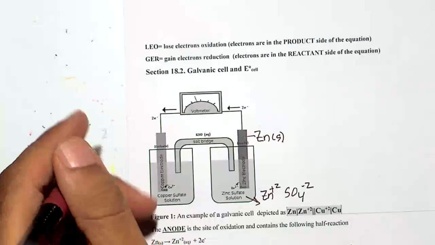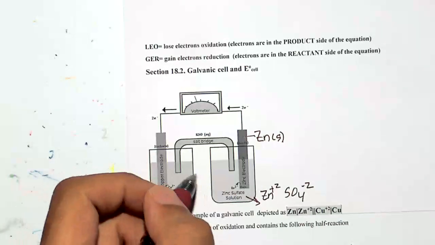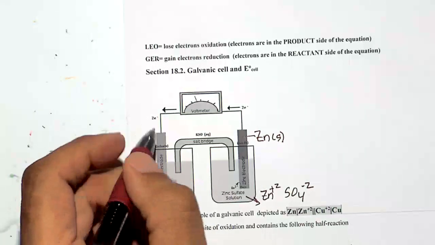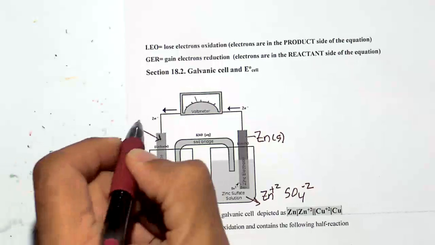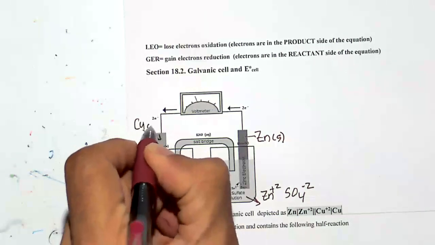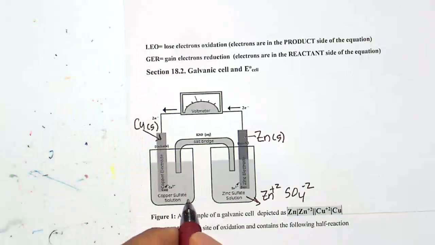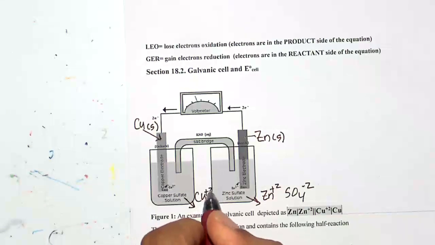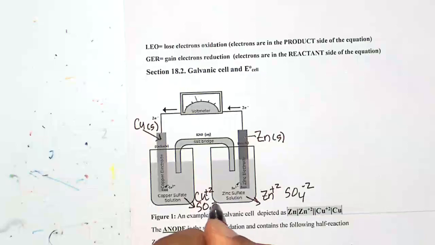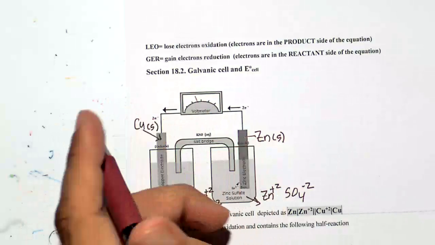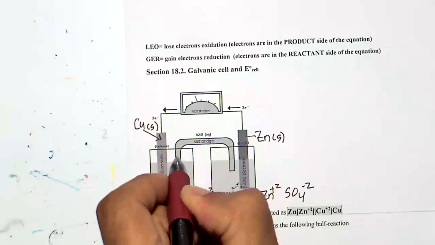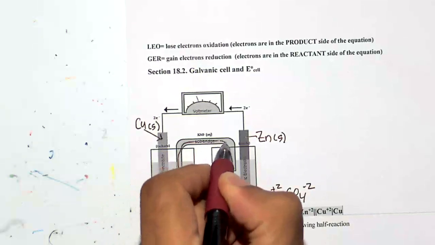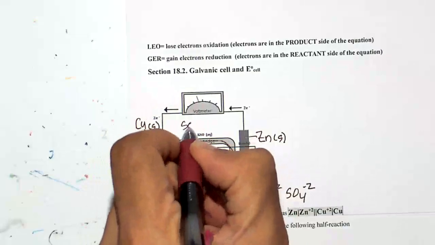Total separate, another beaker, separate. These two beakers are not communicating with each other. You have a copper solid, copper strip, and it's floating in a bath. This bath contains copper plus 2 and SO4 minus 2. The only thing that's joining these two together is this glass U-shaped thing. This is called a salt bridge.